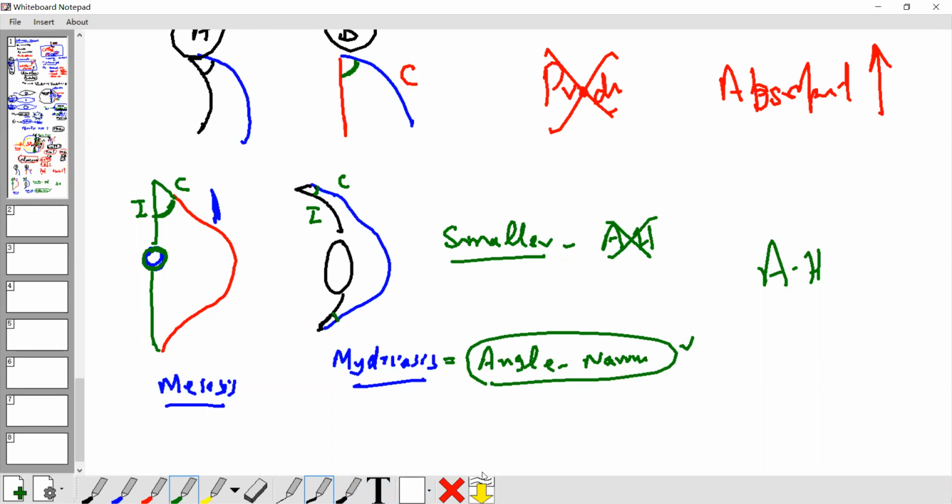Meiosis is done by which drug? Meiosis is done by which receptor? M3. And mydriasis is done by which receptor? Alpha 1. Understand?